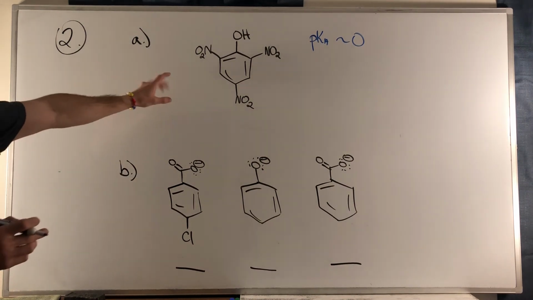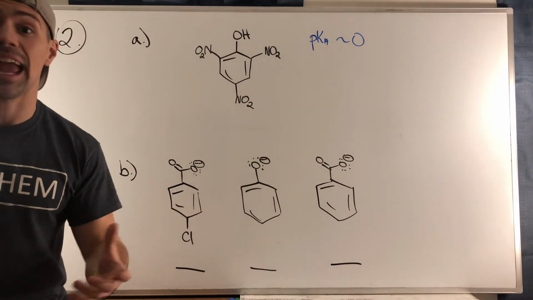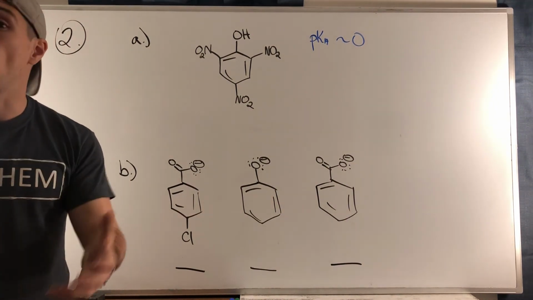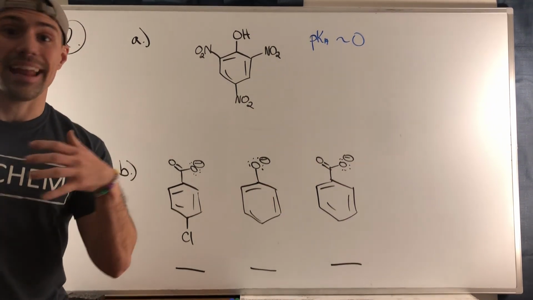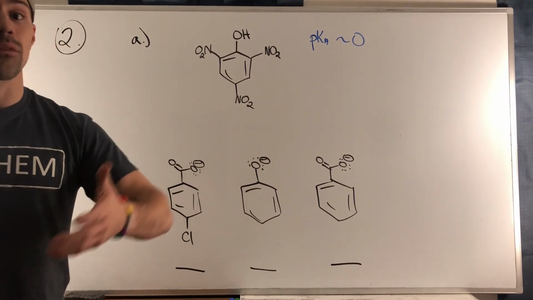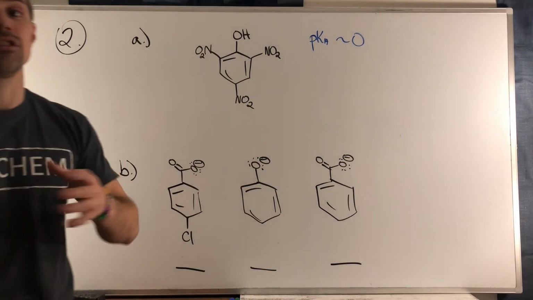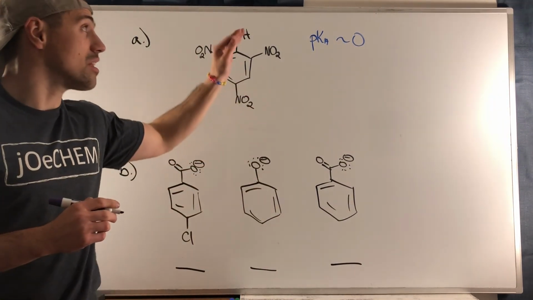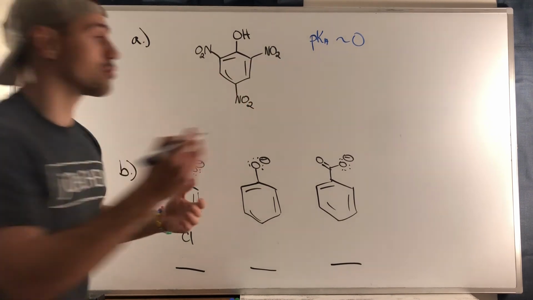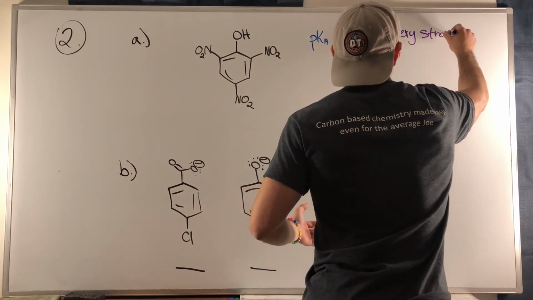So in A, we are given this structure right here, and we're told that it has a remarkably low pKa. It's saying its pKa is almost 0. And we have to explain why. Now, this depends on us remembering what pKa represents. Remember, a lower pKa means you are a stronger acid. And being this low, we are very strong, right? This is a very good acid. It's going to be a very good donator of H+.